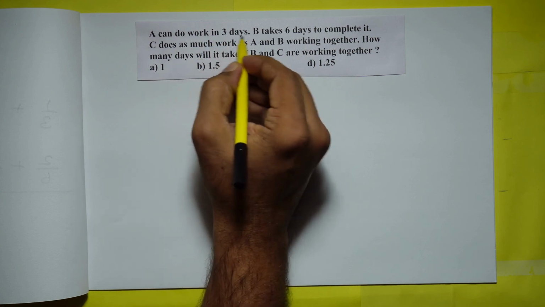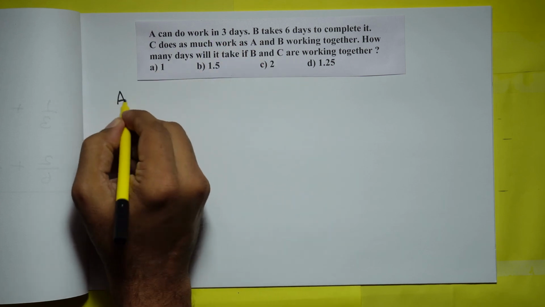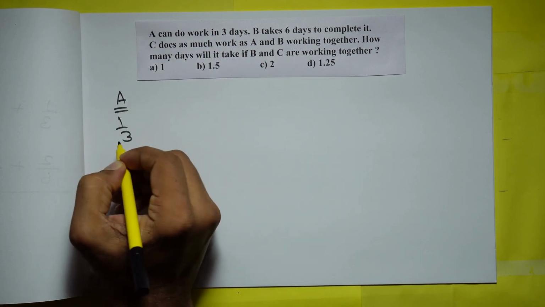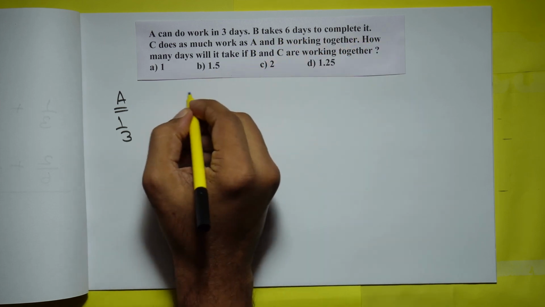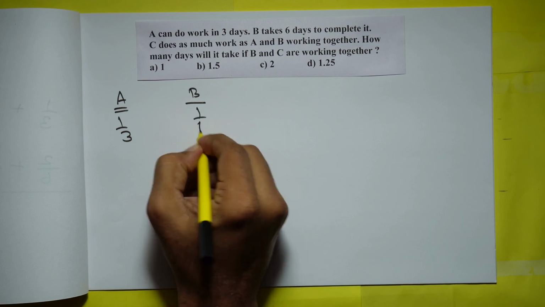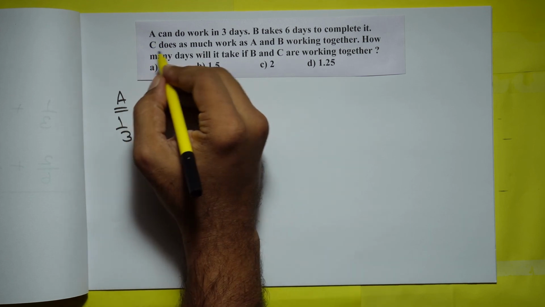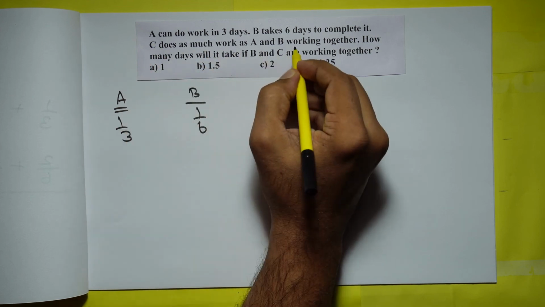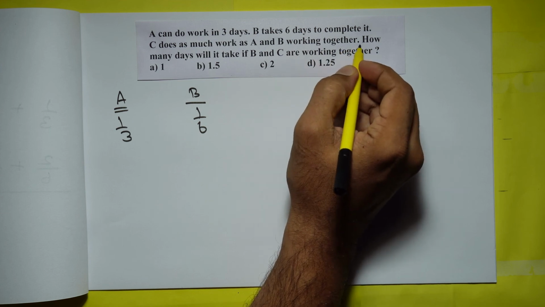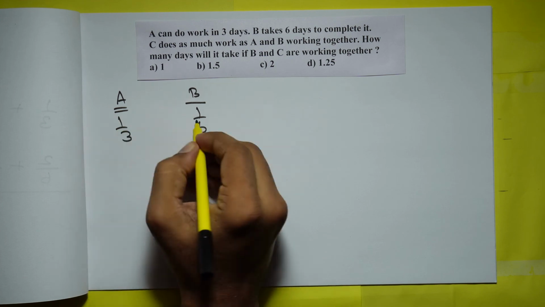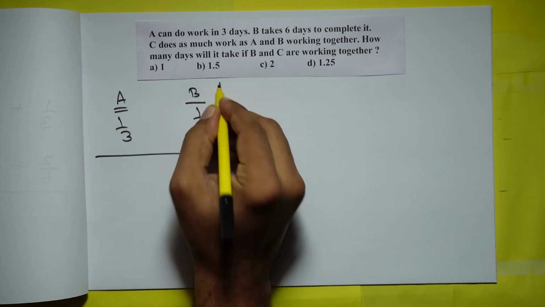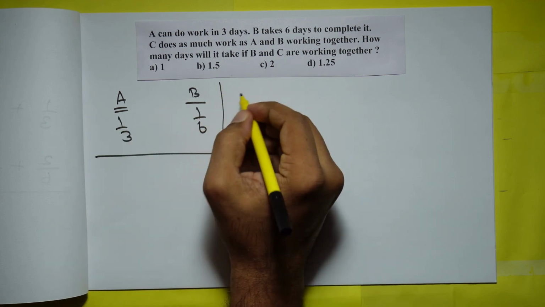A can do a work in 3 days. So we'll just write it down here. Every day A will do 1/3 of the work. B takes 6 days to complete it. So every day B will do 1/6 of the work. C does as much work as A and B working together. So the amount of work done by C will be work done by A plus work done by B. So we'll just calculate the work done by C.